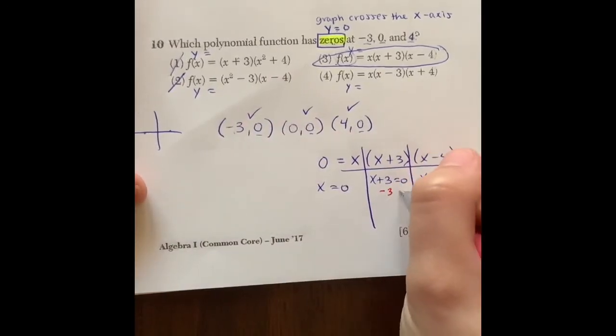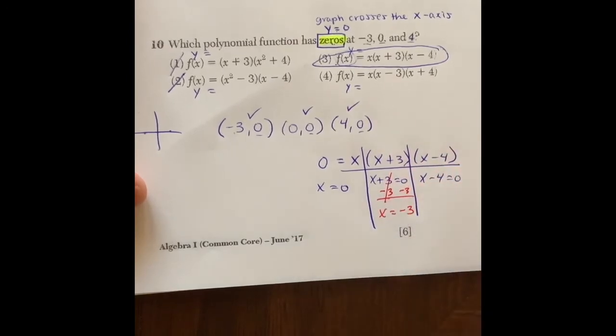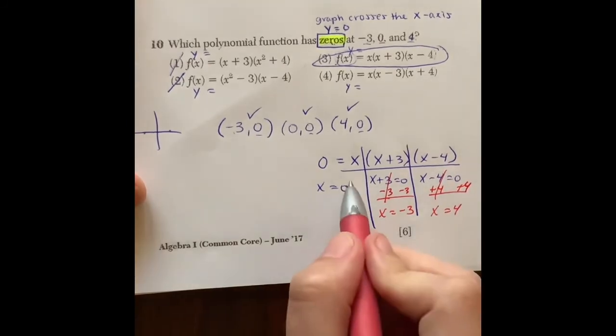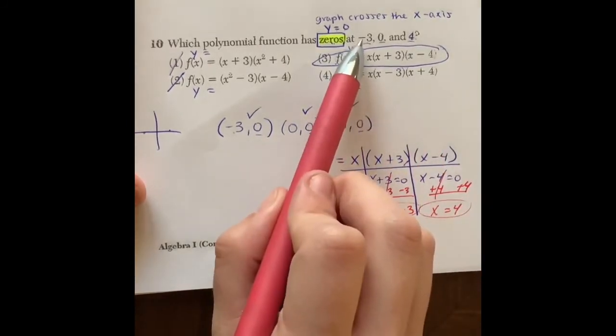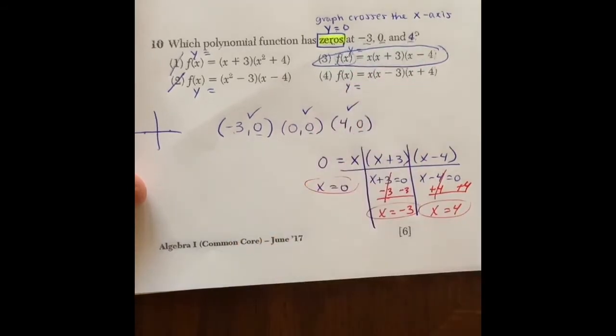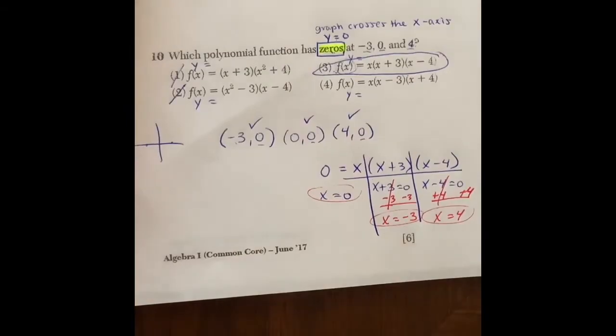But I would minus 3 on both sides. These cross out. I get x equals negative 3. And then on this one, I would have to add the 4 on both sides. And I would get x equals positive 4. So again, I have x equals 0, x equals negative 3, x equals 4. Well, my question says negative 3, 0, and 4. So it does work this way, but again, calculator is the best way.